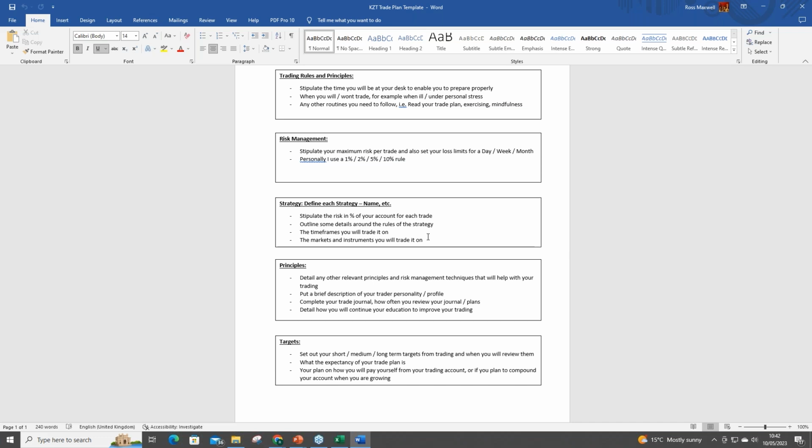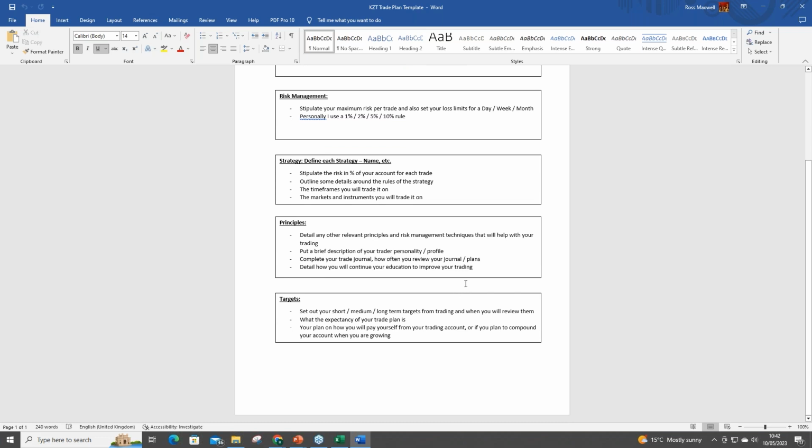You define the markets that you're going to define that strategy on. If you go away and you test and you realize that that strategy works on other markets, then you can bring those markets into your trade plan. But as long as you have those markets stipulated in your trade plan, you should not be trading outside markets.